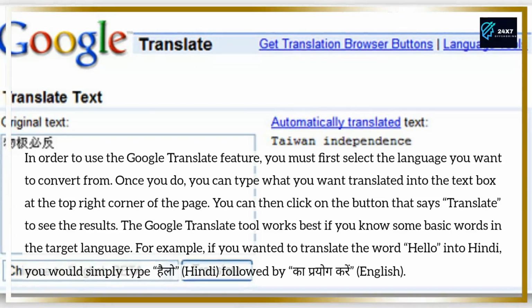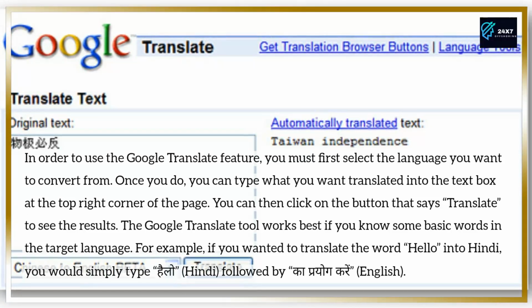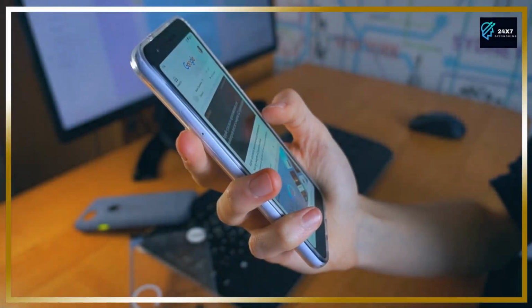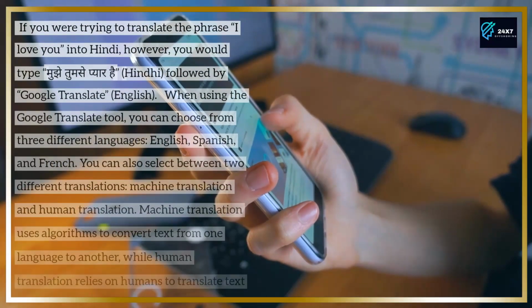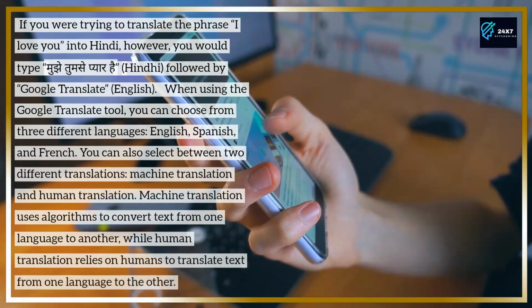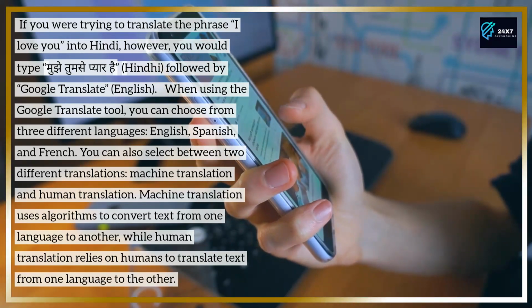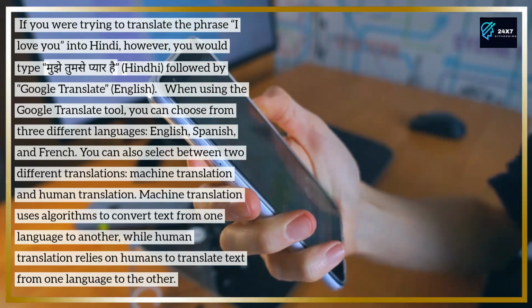The Google Translate tool works best if you know some basic words in the target language. For example, if you wanted to translate the word hello into Hindi, you would simply type Hindi, followed by English. If you were trying to translate the phrase "I love you" into Hindi, however, you would type Hindi, followed by Google Translate, English.